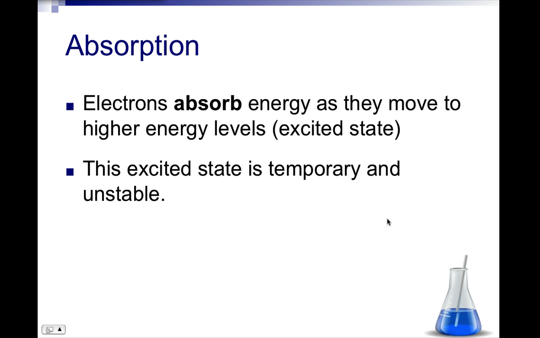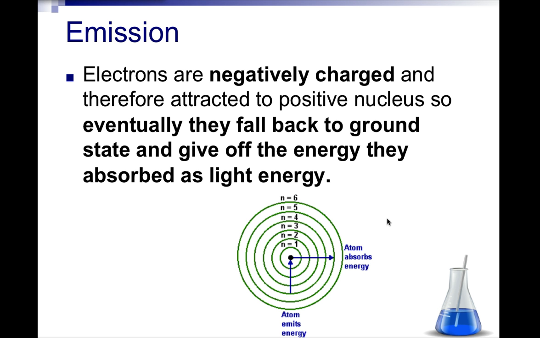Electrons absorb energy as they move to higher energy levels. This is also known as the excited state. This excited state is temporary and is very unstable. What happens is electrons are negatively charged, and therefore they are attracted to the nucleus because it is positively charged. They will eventually fall back to their ground state and give off energy, and when they give off this energy, it comes to us in the form of light.